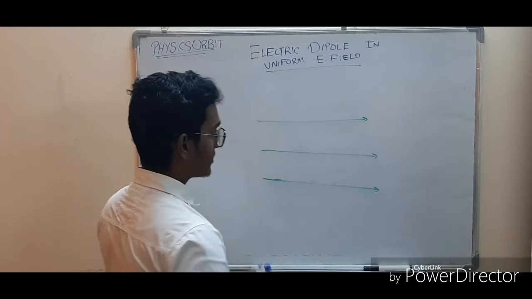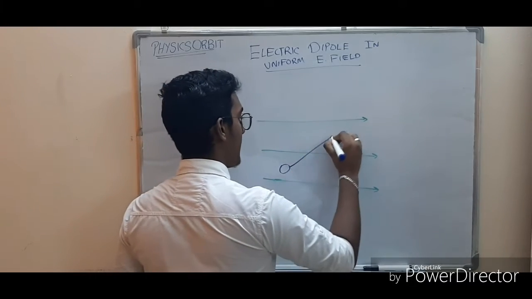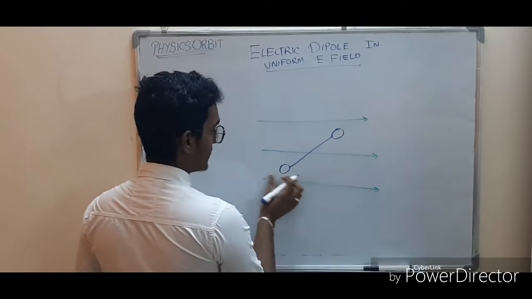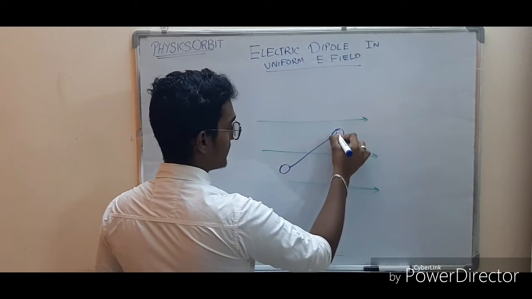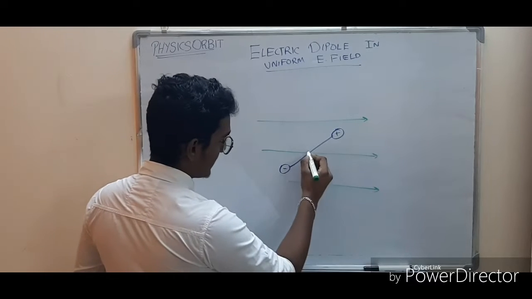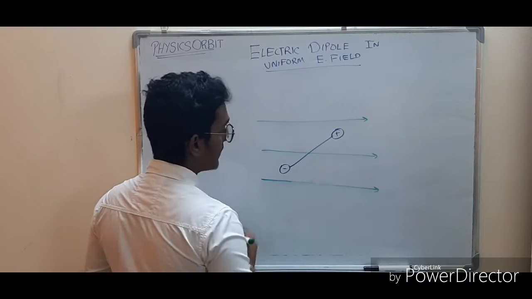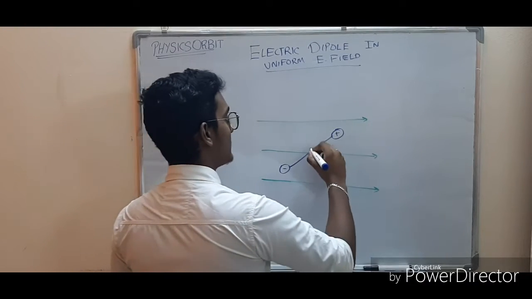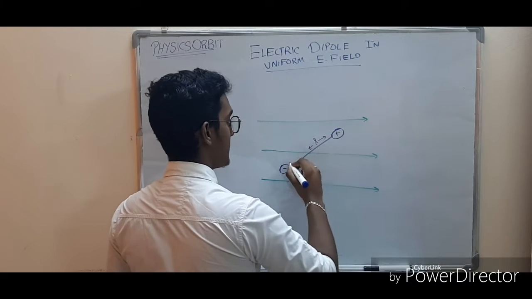Okay, so this is the dipole. I'm going to consider this side to be positively charged and this side to be negatively charged, and this is the center, and the center O has length L on either side.